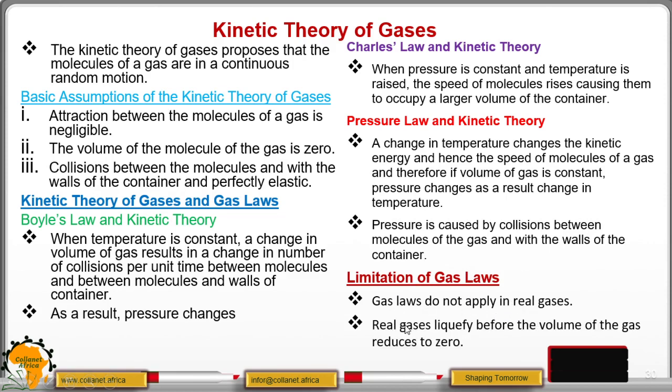That one we had mentioned earlier, that these laws only apply to ideal gases, because real gases liquify, or change state from gas to liquid, before the volume of the gas reduces to zero. Remember, when we talk of an ideal gas, we are saying that at absolute zero it occupies zero volume. But now we are saying that in real gases, at that particular temperature, the gas will already change state before it gets to zero temperature.